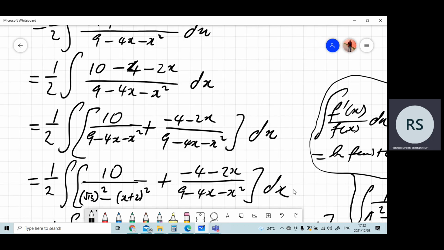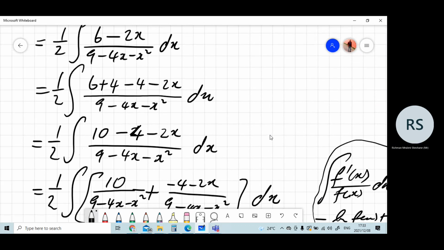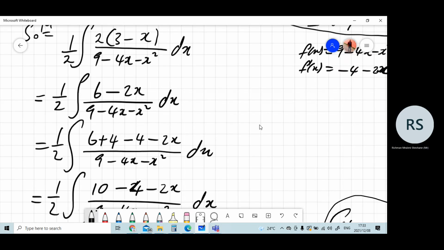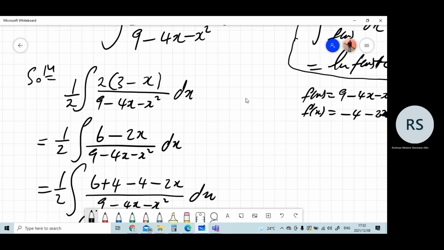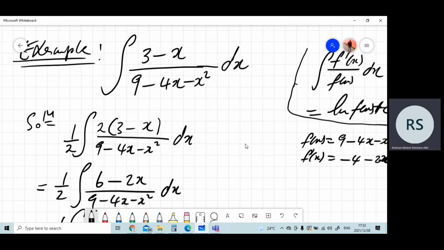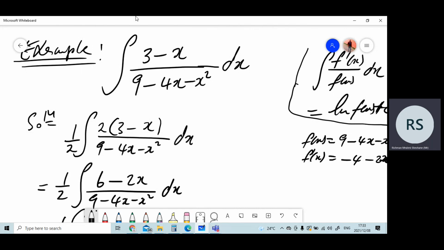Okay, let's start it here. From this problem, we split this. We know we have a linear over a quadratic, so we know we're going to split this in terms of two terms. The first term, from math 1, we're going to use this if you have a linear over a quadratic, and the second term will be integration by completing the square.